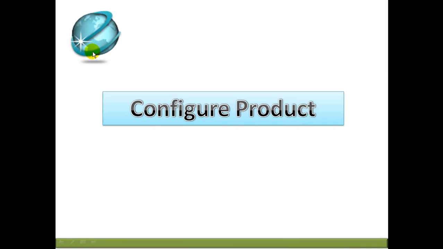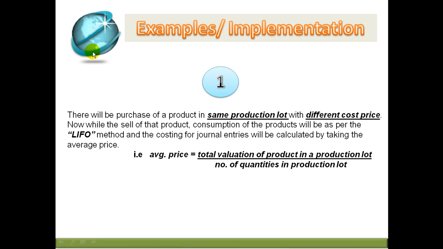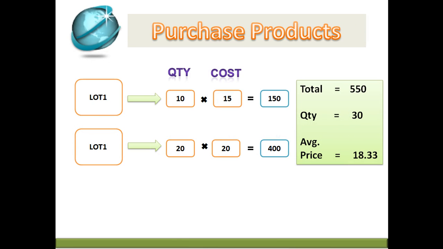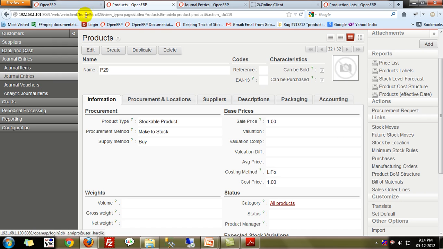Let's move back to the examples. So this is the first example. Here there will be a purchase of a product in same production lot with different cost price. Now while the sale of that product, consumption of the products will be as per the LIFO method, and the costing for the journal entries will be calculated by taking the average price. Let's see this. Here you can see that I'll be creating a production lot. For first purchase, I'll be purchasing 10 quantity at a unit price of rupees 15. Let's do this.